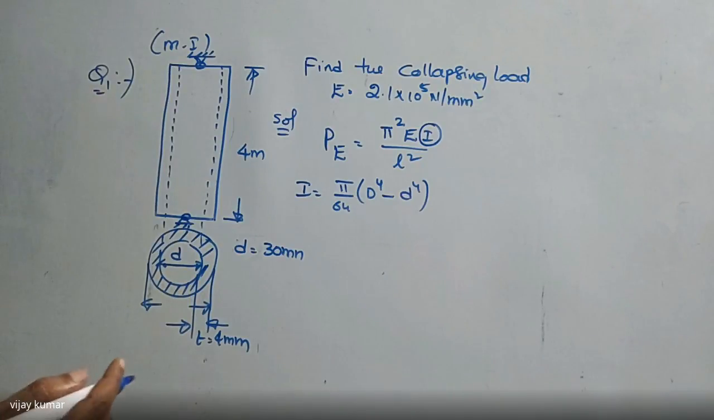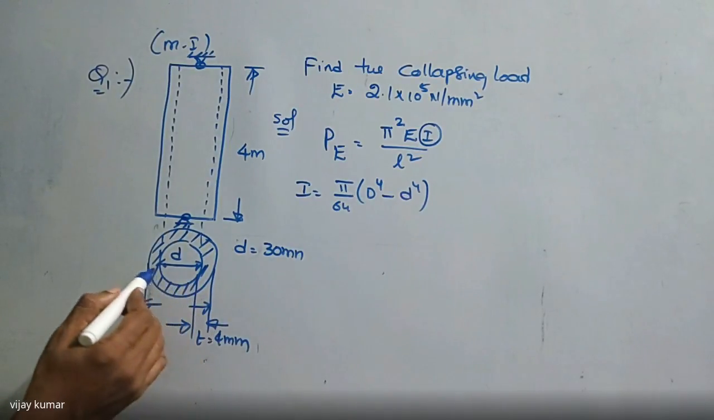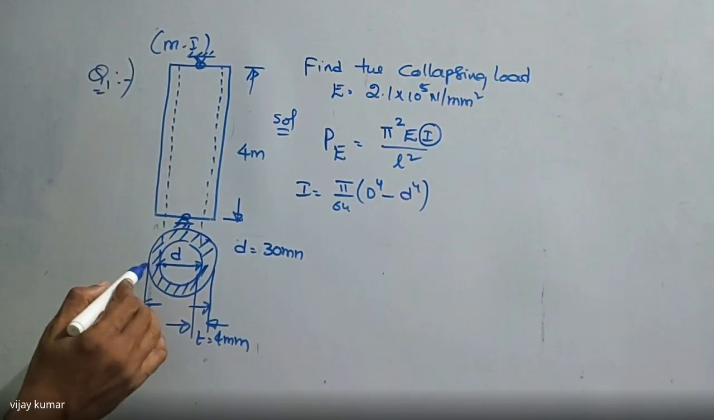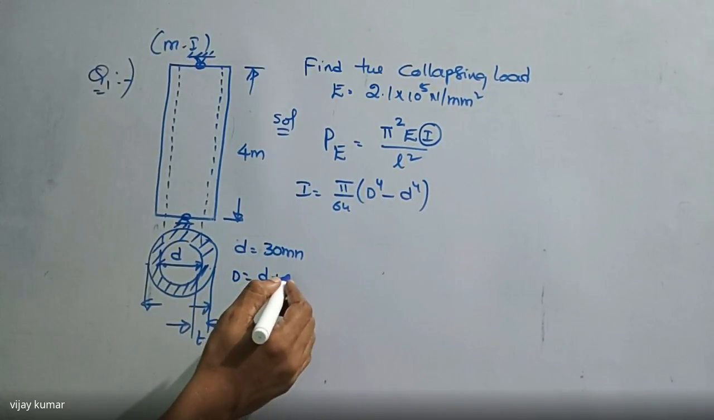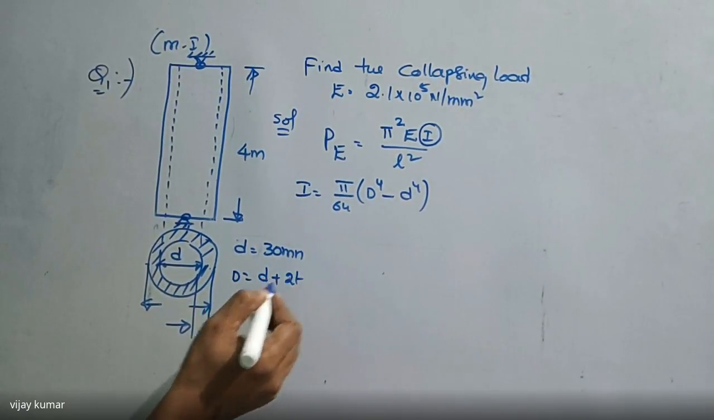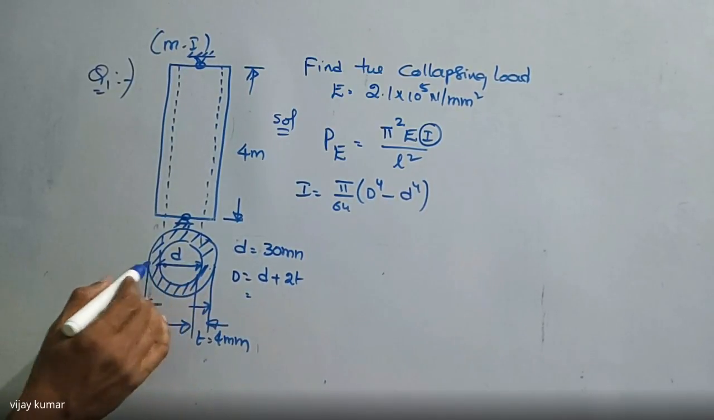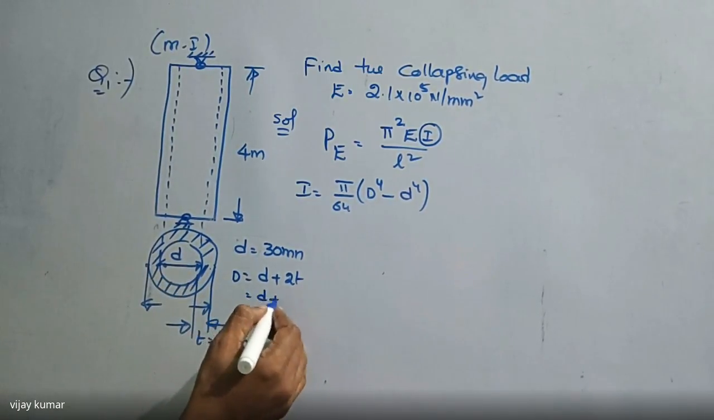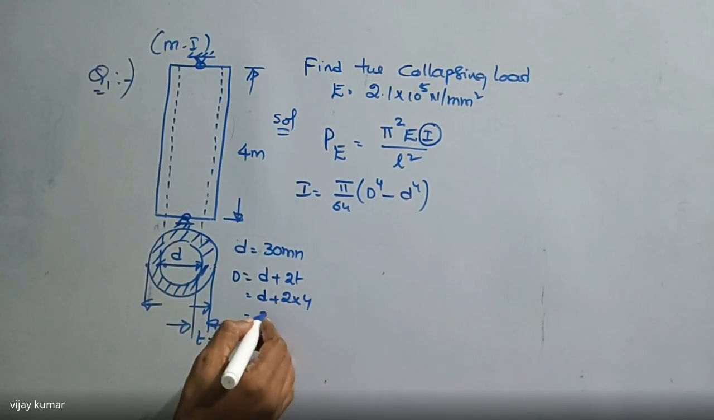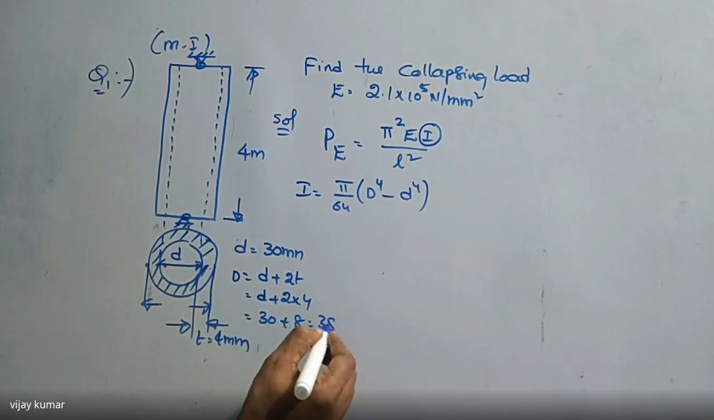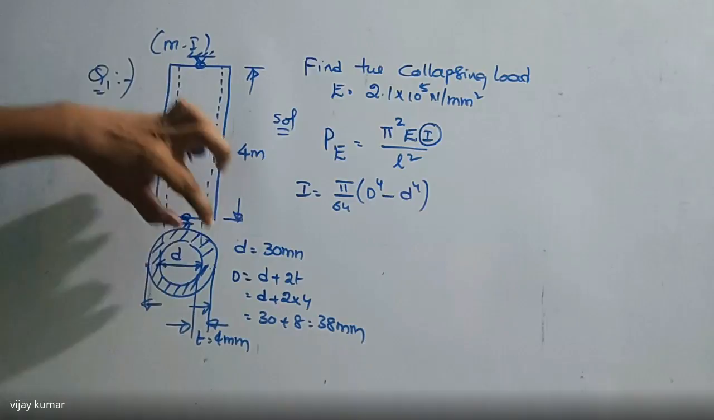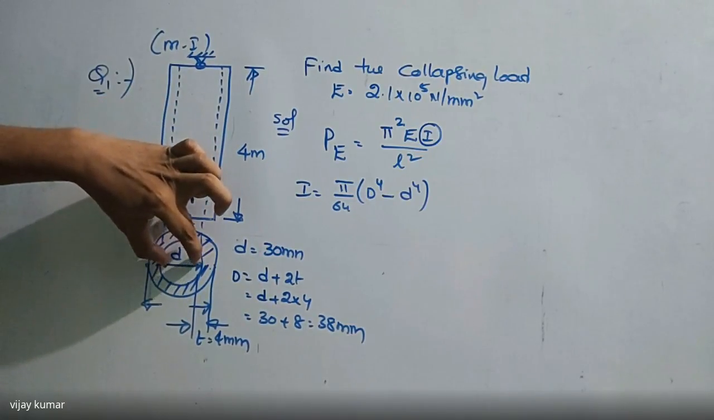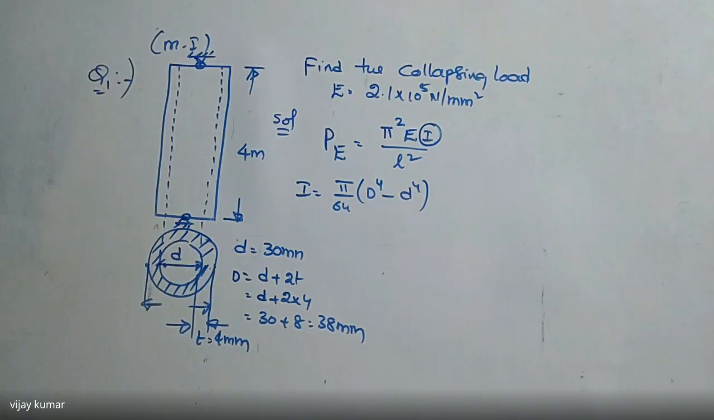So how to calculate this now? Here the thickness is given on both sides. Thickness is 4 mm, 4 mm. Then what is the external diameter? External diameter is equal to small diameter plus two times the thickness, that is d plus 2 times 4, that is 30 plus 8, equal to 38 mm is the outer diameter. Why? Because the thickness is given, so internal diameter is 30 mm plus 4 mm plus 4 mm, then we get 38 mm as the external diameter.